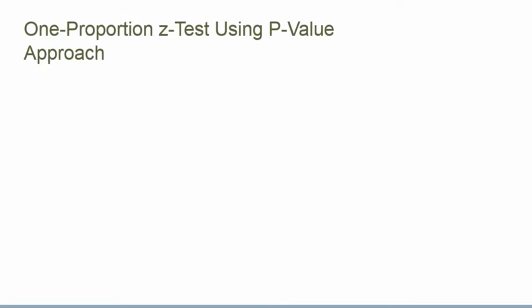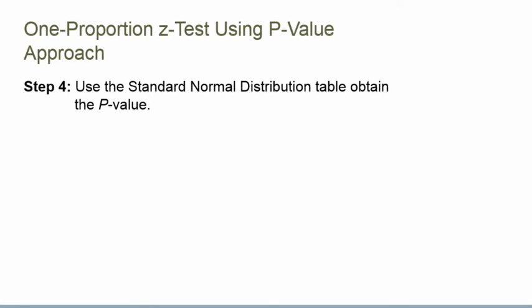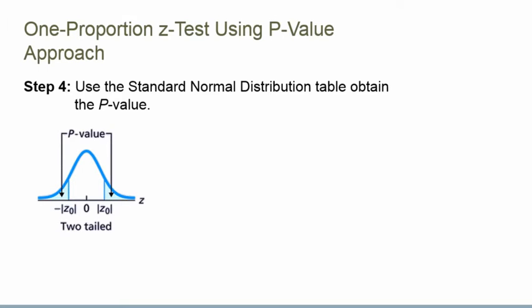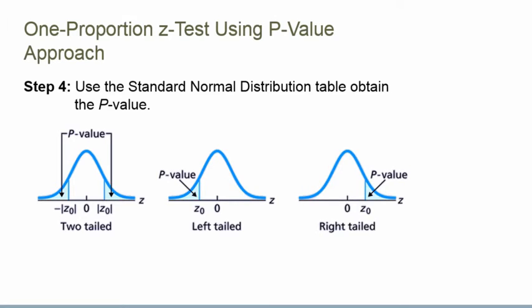One proportion Z test using the p-value approach. Step 4. Use the standard normal distribution table to obtain the p-value. For a two-tailed test, the p-value is the area to the left of negative absolute value Z sub 0 plus the area to the right of positive absolute value Z sub 0. For a left-tailed test, the p-value is the area to the left of Z sub 0. And for a right-tailed test, the p-value is the area to the right of Z sub 0.